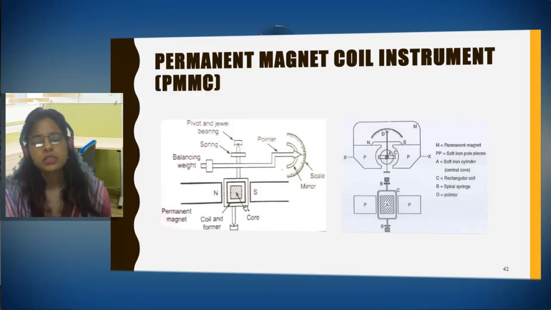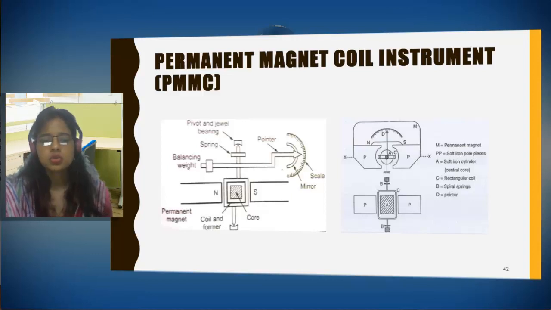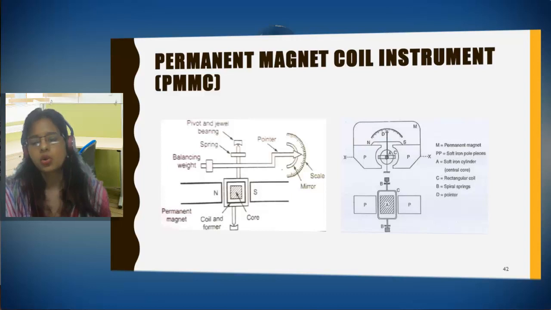Now coil is always wound on some solid thing, that is known as former or core, upon which the coil is wound. Balance weight, just to balance the deflection of the pointer, one weight is always connected to the other end of the pointer. Spring, why spring is required?